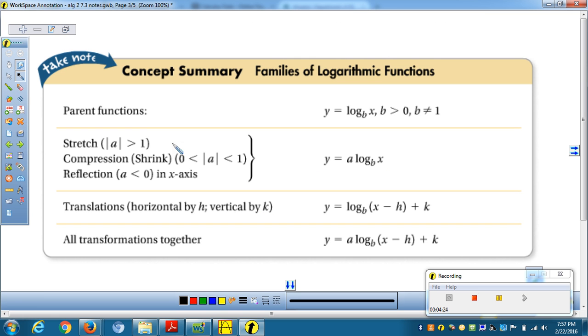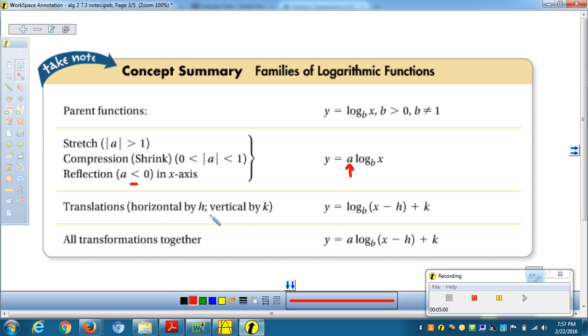All right, so now that we have this new function, we're going to be shifting, stretching, and reflecting it just like we have been with all of our functions throughout the year. So if there is a coefficient out in front, that letter A that we use for our stretch factor, as always, if the absolute value of A is greater than 1, it's a vertical stretch. If the absolute value is between 0 and 1, it is a vertical compression. And if A is less than 0, meaning we have a negative out in front, then it is a reflection over the x-axis.